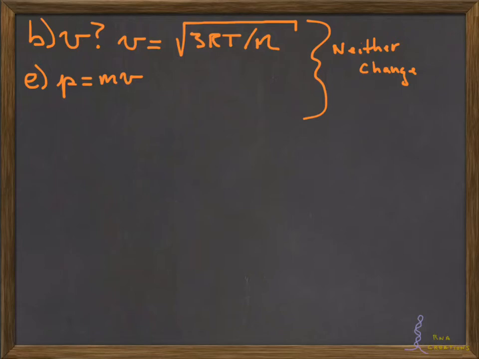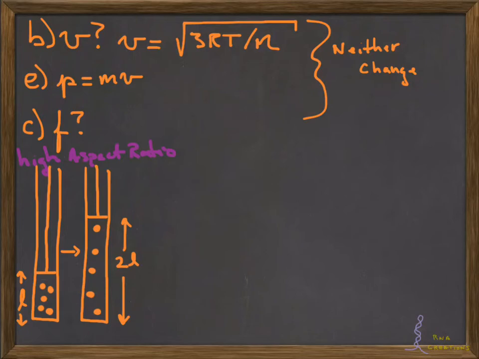The next question is about what happens to the velocity, and I'm also going to tackle what happens to the momentum at this part. Velocity is given by the square root of 3RT over molecular weight, and momentum is equal to mass times this velocity. We're told that the temperature is constant and that the gas does not leak, so we know that neither change. So the velocity is constant and the momentum is constant. Now let's go on and think about the frequency of the collisions.